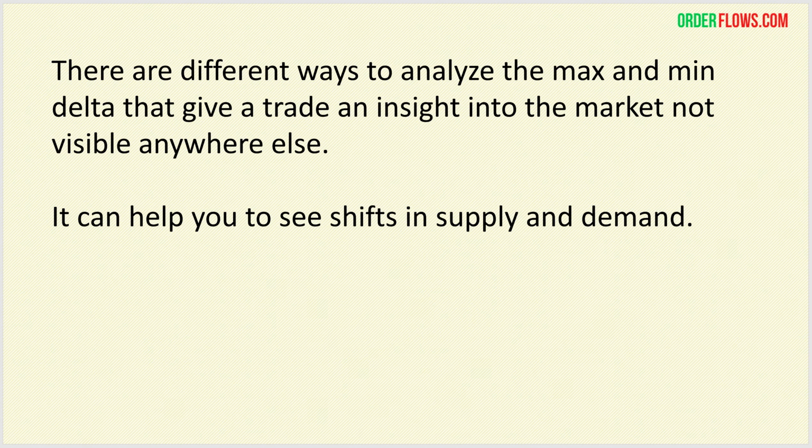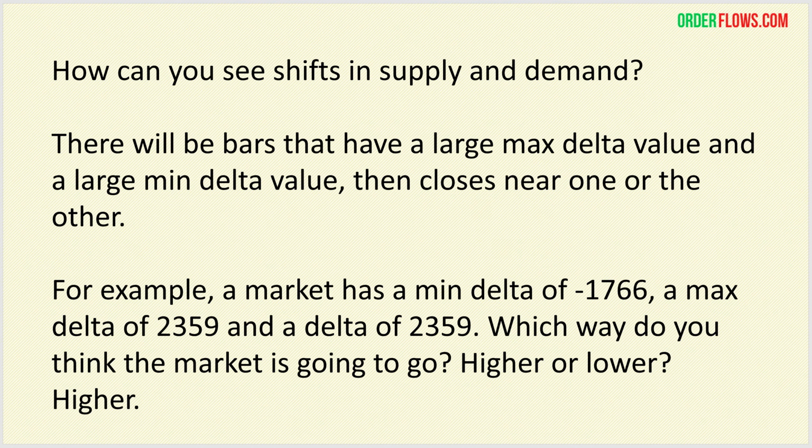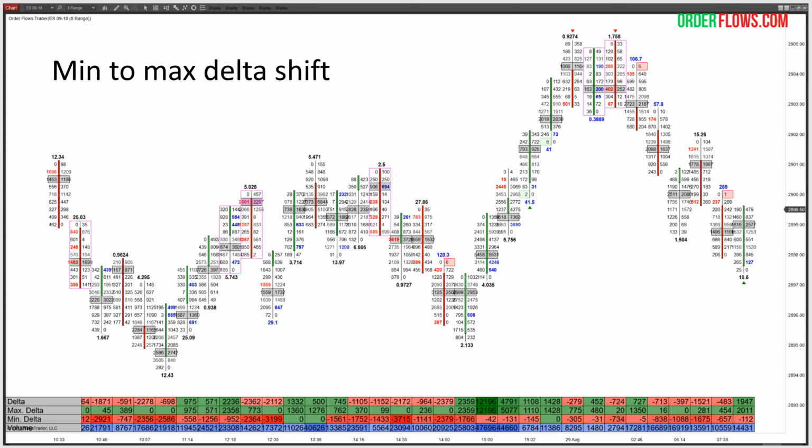Now there are different ways to analyze the max and min delta that give a trade and insight into the market that's not visible anywhere else. It's going to help you see shifts in supply and demand. So how can you see shifts in supply and demand? Well, there are bars that have a large max delta value and a large min delta value, then close near one or the other. For example, a market has a min value of minus 1766 and a max delta of 2359 and a final delta of 2359. Which way do you think the market's going to go, higher or lower? Well, it's going to go higher, of course.